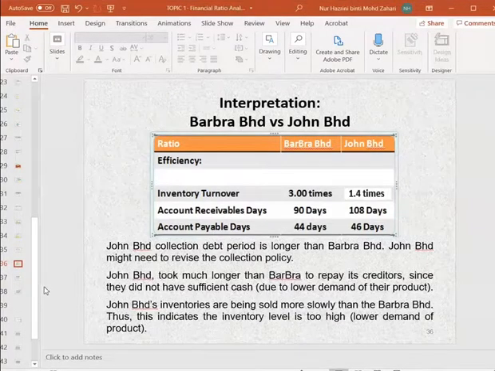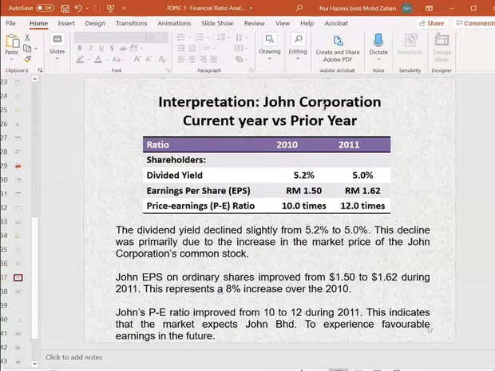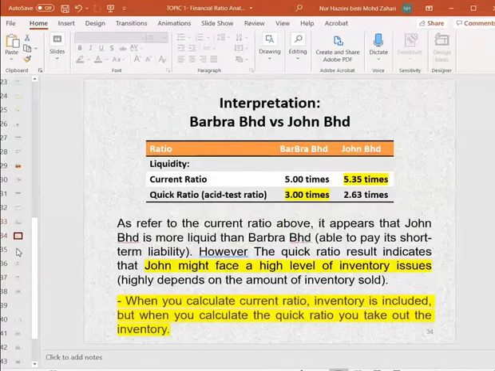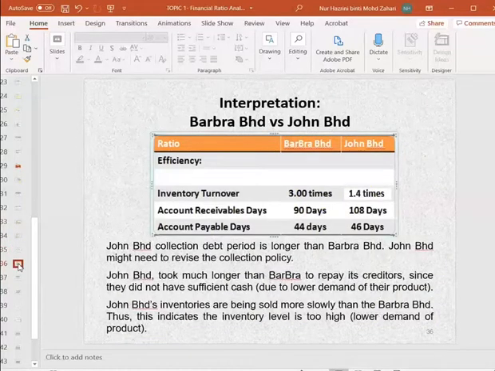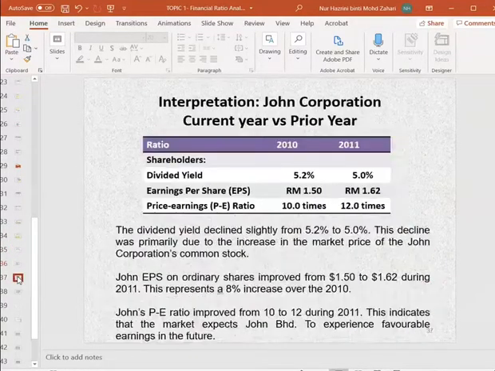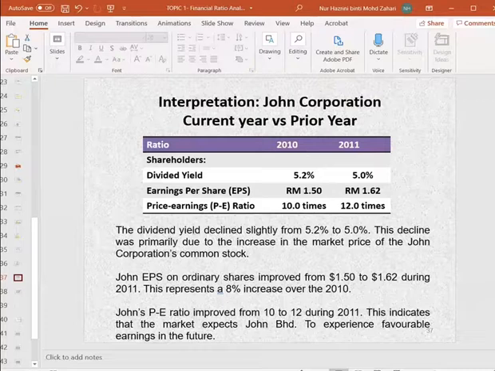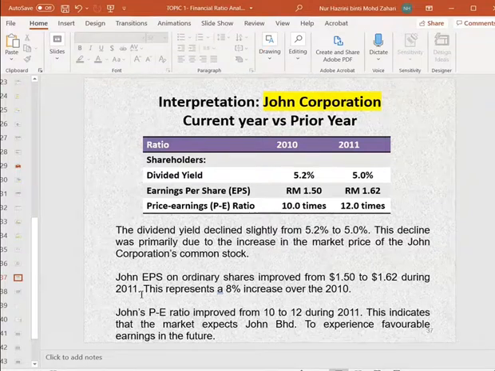So that's what we can say from here. Previously, from slide 33, 34, 35 until 36, we were comparing between two companies. If you look at slide number 37, we are comparing between two different years for one company only. This is how you analyze the same company, if you want to look at whether you performed better or not throughout the years of your operation.